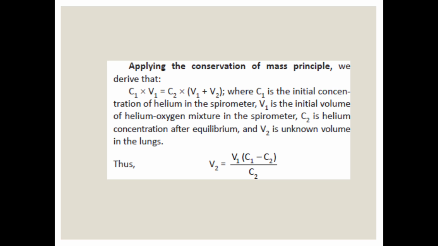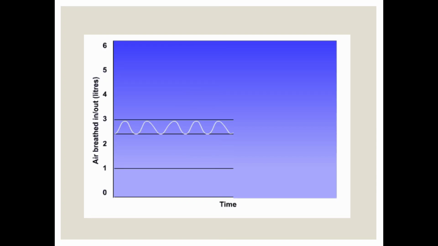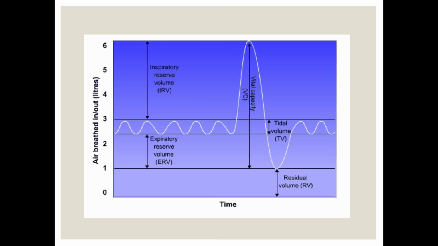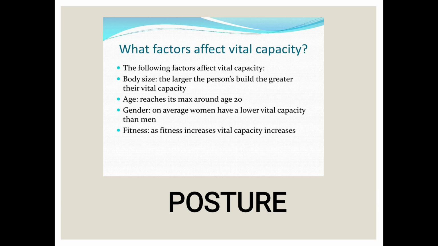FRC can also be measured by body plethysmography. Now we have measured all these lung volumes and capacities. We want to focus now on a special aspect, that is vital capacity. We know the definition of vital capacity. So what are the factors that regulate vital capacity?